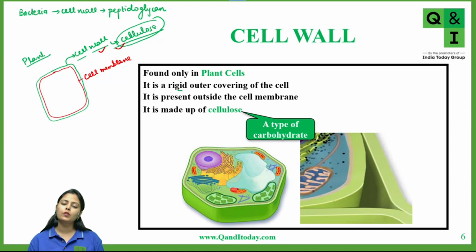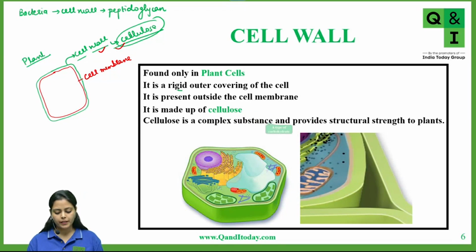Cellulose is again a type of carbohydrate. Why is cellulose present in the cell wall? Because cellulose is a rigid, complex substance, and it helps in providing structural strength to the plants.